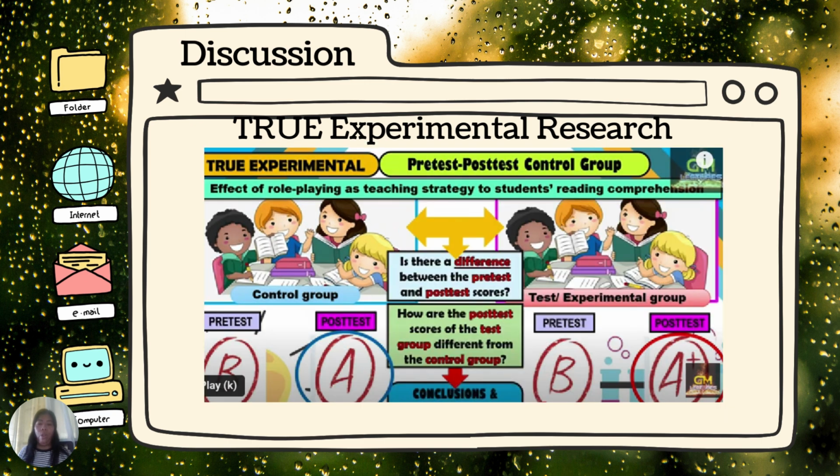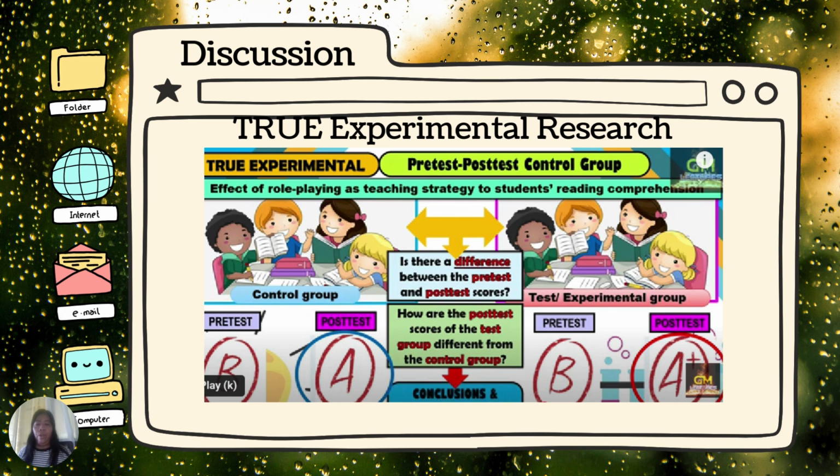So the control group did not receive anything for the experiment. They got A, but prior to that they got B for both. And then the test group or the experimental group, they got A plus. So it shows that upon having the role playing performed by the test group or experimental group, it does increase their reading comprehension using the intervention of role playing as a strategy applied by the teacher. So it turns out to be effective.